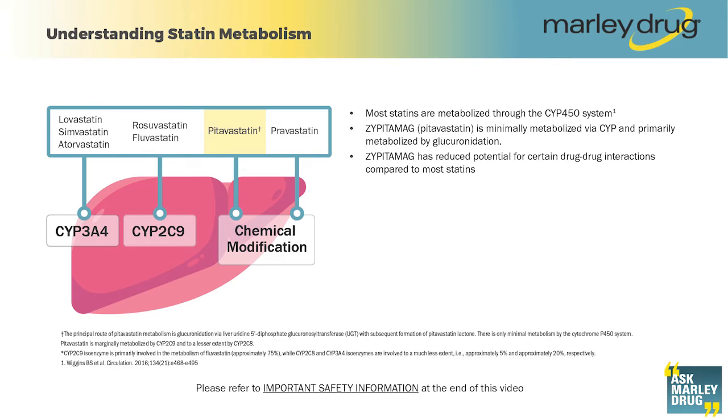70 to 80% of all drugs in clinical use, including the ones we just listed, depend on cytochrome P450 enzymes for their metabolism. And because of this, medications that use this pathway are subject to the risk of drug-drug and drug-food interactions. Pitavastatin and pravastatin both have a reduced potential for certain drug-drug interactions, as they both primarily bypass this pathway. Notably, pitavastatin, also known as the brand name Zypitamag, is primarily metabolized by a process called glucuronidation.